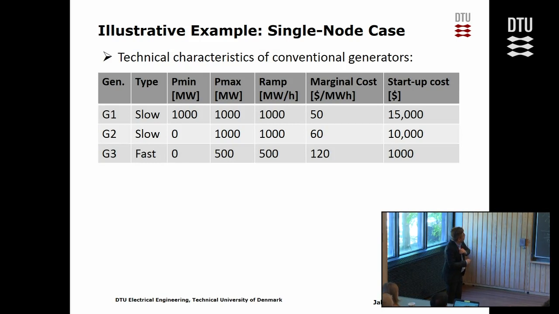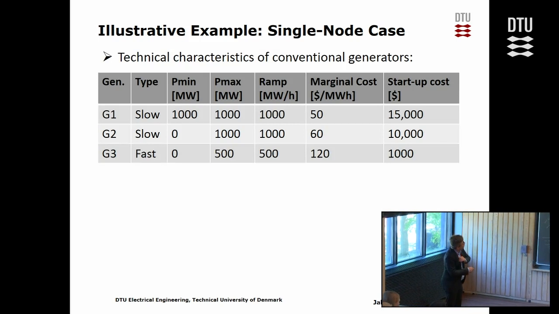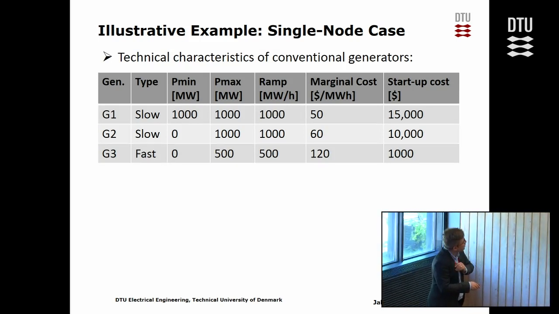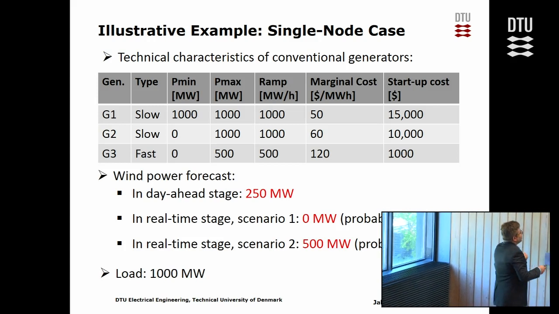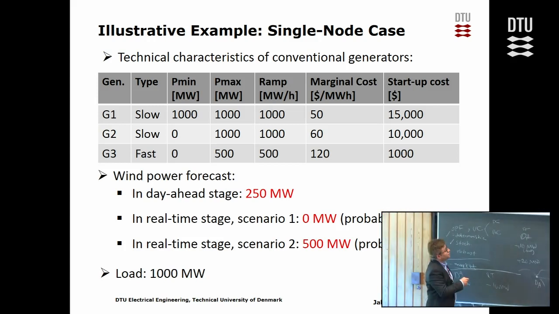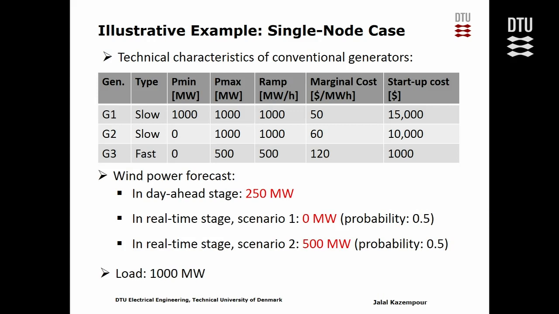So 3 generators, G1, G2, G3. 2 of them are slow. 1 is fast. Okay, and you can see the ramp, Pmax, marginal cost, startup cost, whatever. We assume that in day ahead our forecast is 250 for wind. But in real time, we have 2 extreme scenarios. It's a bit tailored case. We have extreme cases just to show how virtual bidders may work. So under different scenarios, the wind production might be 0 or 500, 2 extreme scenarios with the same probabilities. And load is inelastic and 100 megawatt.